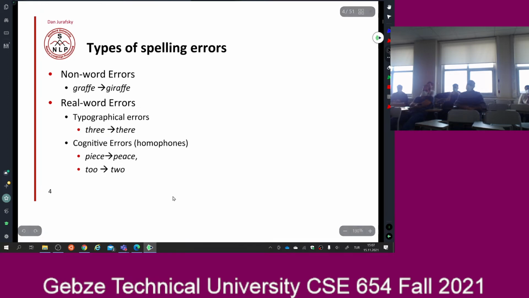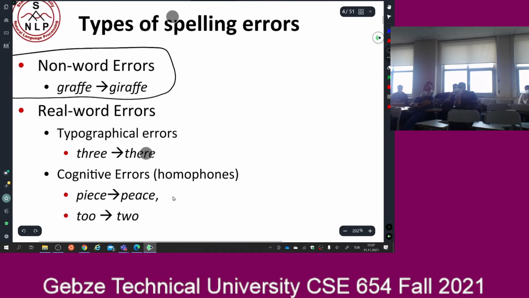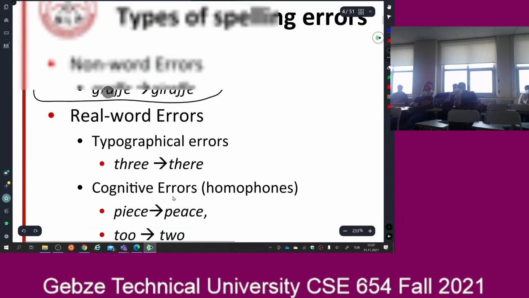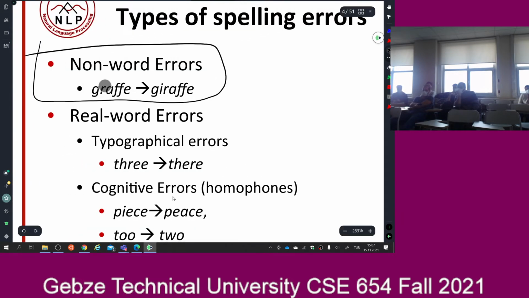Okay, types of spelling errors. This is the one, the most trivial. Non-word errors. If you write this one, there is no such word in English. Okay, you don't see this in the dictionary. This is not a new inflectional derivation of another word. So it is a non-word error. So this is the simplest one. Just look it up.